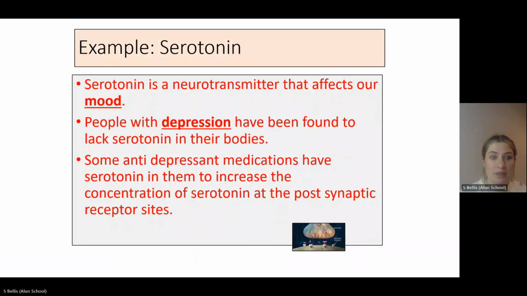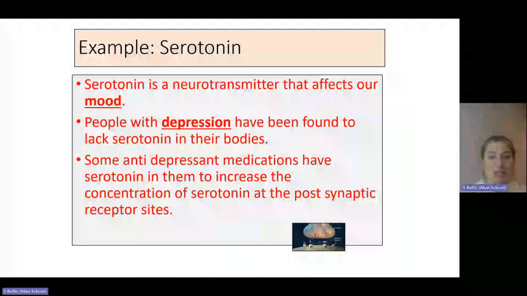So, main example, I did mention it just then, is serotonin. Now, serotonin is a neurotransmitter that affects our mood. It's to do with happiness, it's to do with sadness as well. Now, people that have a diagnosis of depression don't have enough serotonin. That can be natural, they just don't really produce it very much, and they might just need a little bit of help. Or the serotonin in their brain could decrease following a traumatic event.